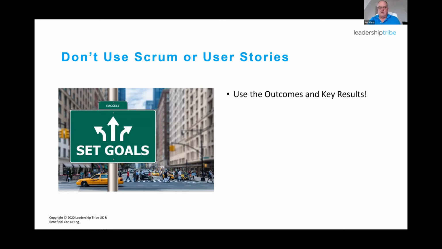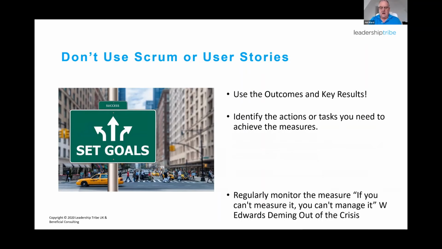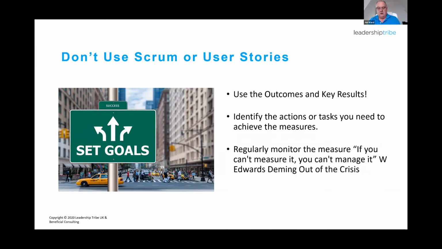So use the outcome and the key results area, identify the actions or the tasks that are needed in order to achieve those measures, and then start to measure the outcomes. Oh, it was Deming that said that rather than Drucker. I'm sorry about that.